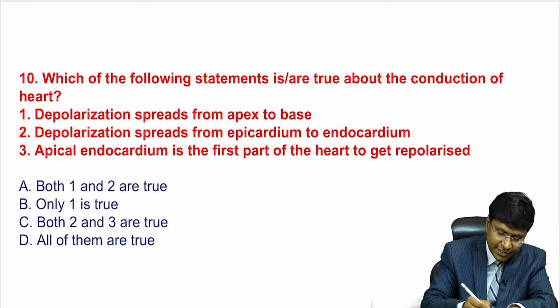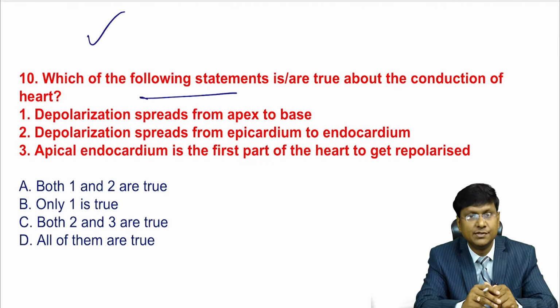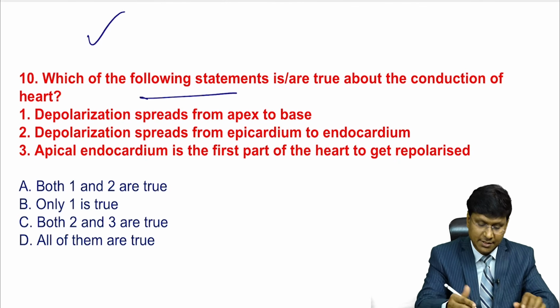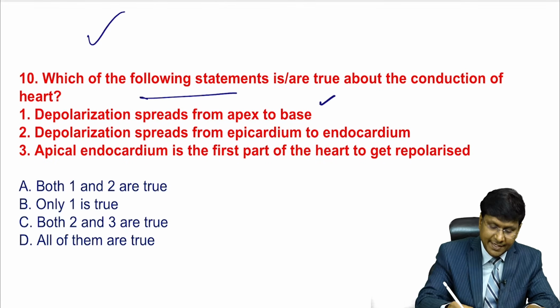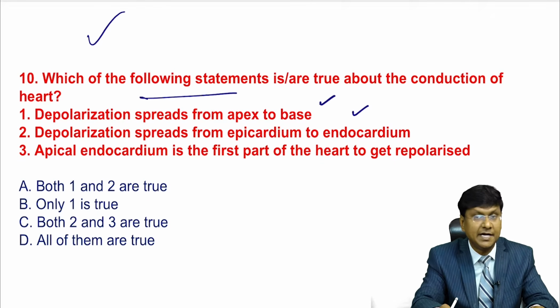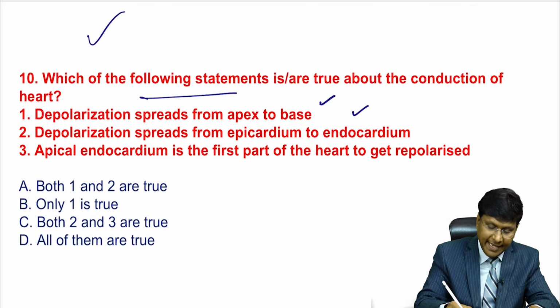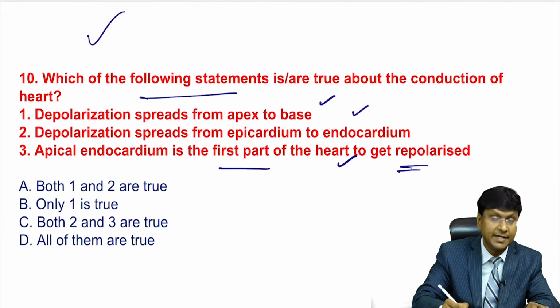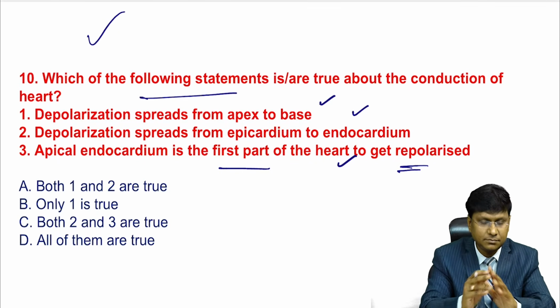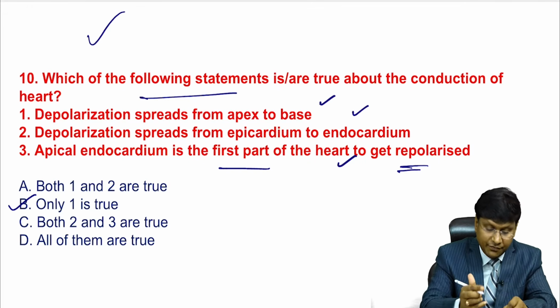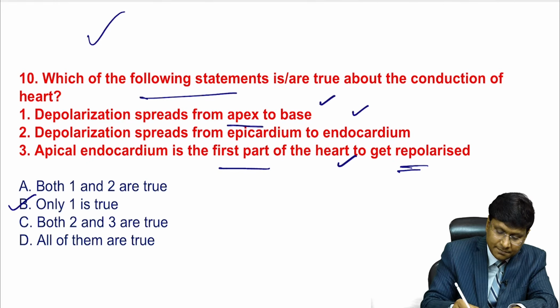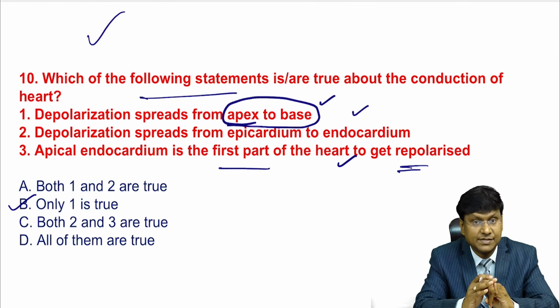The next question is, which of the following statements is or are true about the conduction of the heart? Depolarization spreads from the apex to the base. Depolarization spreads from the epicardium to the endocardium. Apical endocardium is the first part of the heart to get repolarized. So the only correct statement is the first option, where the depolarization spreads from the apex to the base.